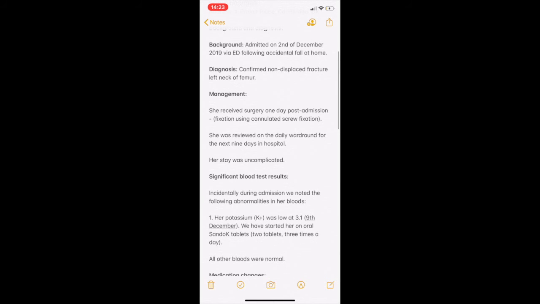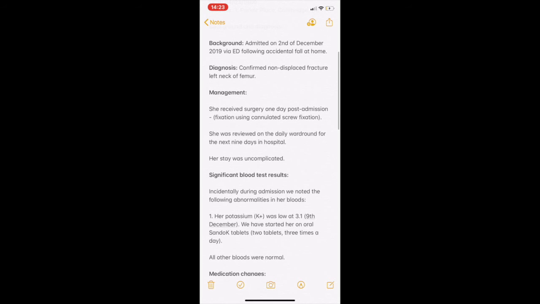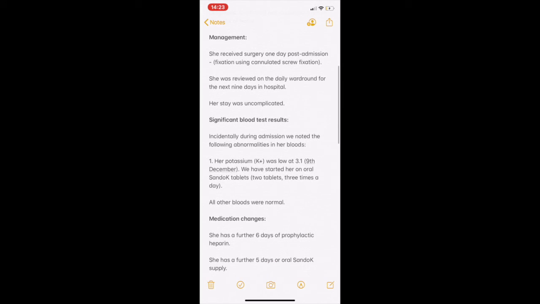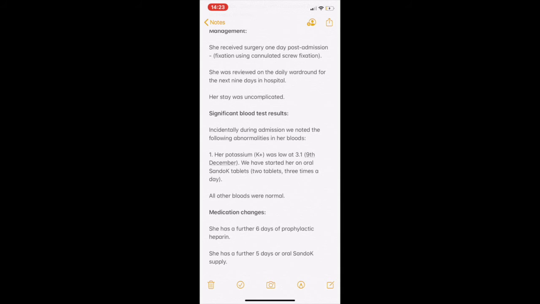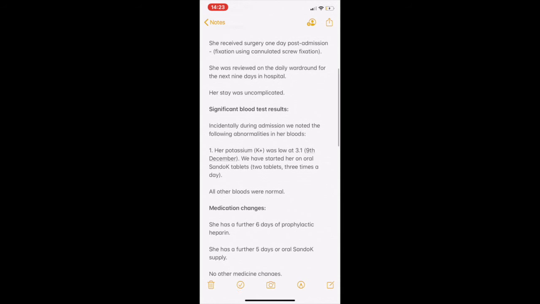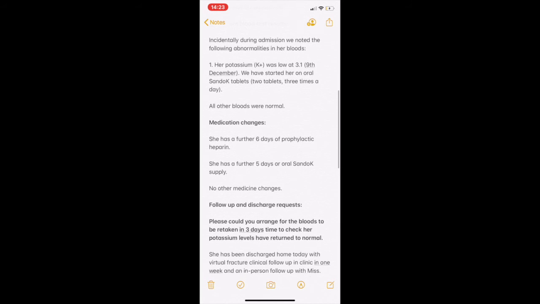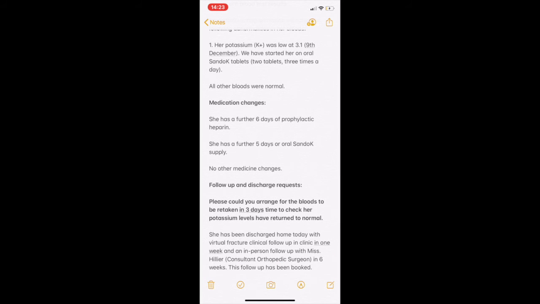You can then give the frequency and dose of medications. In this case, the lady had hypokalemia, her potassium was low at 3.1, and she was started on oral Sandicate tablets, 2 tablets 3 times a day. We then explicitly stated that all of her other bloods were normal. You then can state medication changes. In this case, this lady has got a further 6 days of prophylactic heparin, and she has a further 5 days of oral Sandicate supply. She has no other medicine changes.